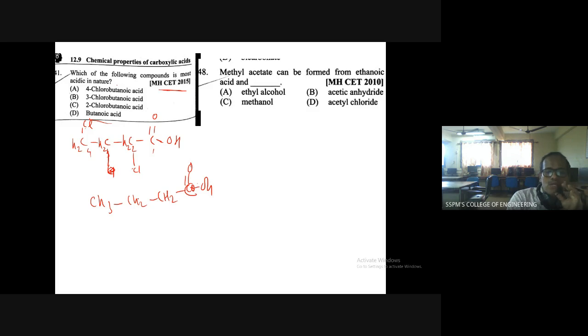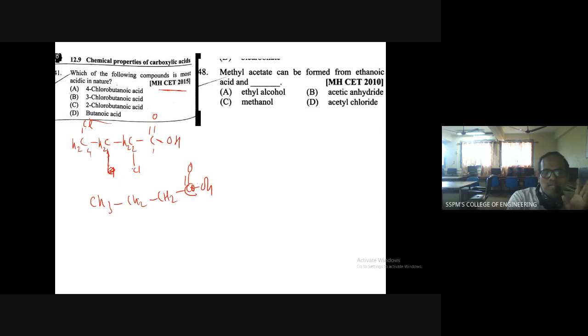विच इज मोर reactive? Of course chlorine. So but chlorine is there in all ABC. In all ABC compound there is a chlorine, but in butanoic acid there is no chlorine, so D option is gone. Electron withdrawing group नाही आहे, याची acidity definitely कमी आहे.